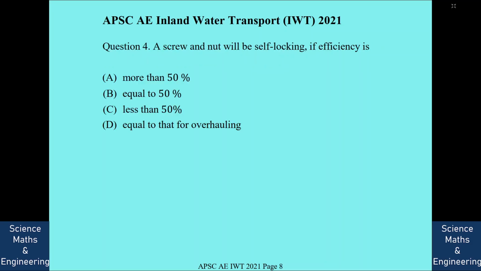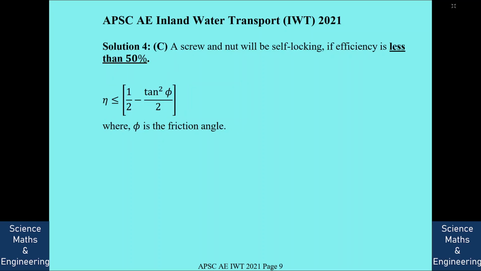Next. A screw and nut will be self-locking if efficiency is A. more than 50%, B. equal to 50%, C. less than 50% or D. equal to that for overhauling. So the answer is a screw and nut will be self-locking if efficiency is less than 50%. See, we have this formula, efficiency is less than or equal to 1 by 2 minus tan square phi by 2. Now phi is the friction angle. So as tan square phi is positive, our efficiency would be less than 50%.